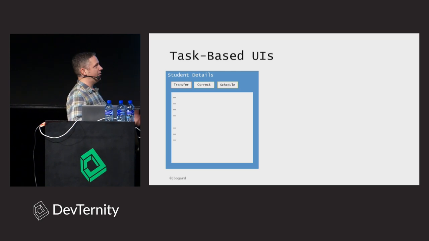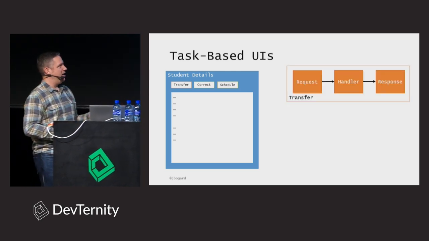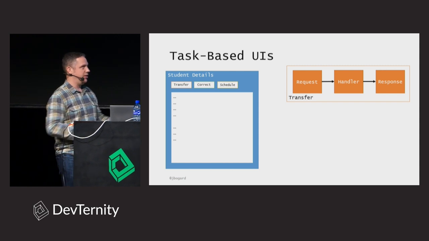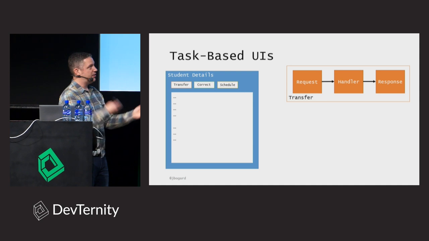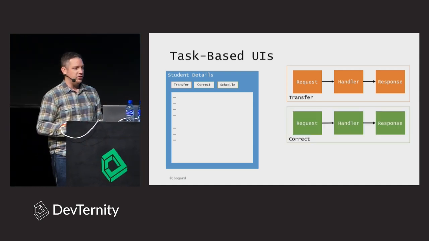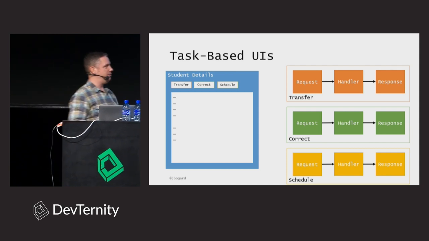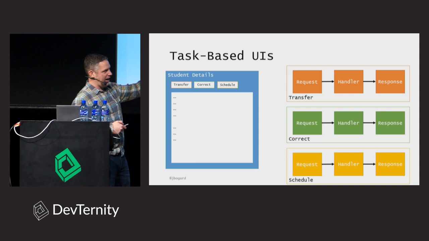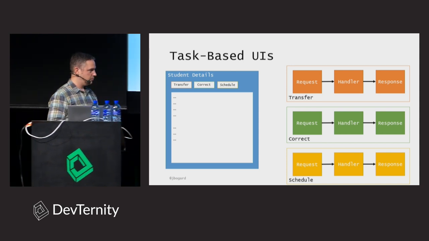So, being able to transfer a student from one class to the other. In that case, I'd have an individual request representing the form on the screen, a handler to perform that operation, and then some kind of response based on whatever I need to get back to the end user. Each of these individual actions we're modeling in the user interface becomes an individual request handling pipeline for all those different requests and responses.